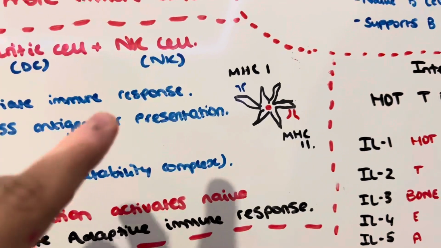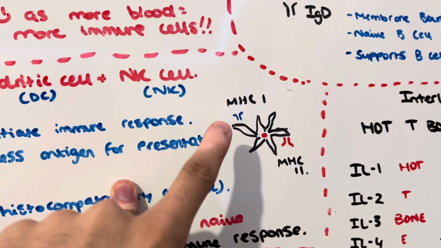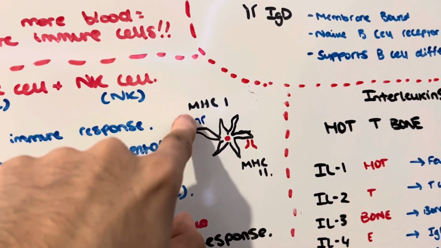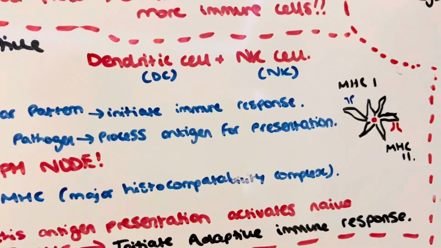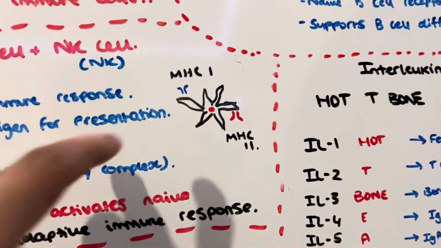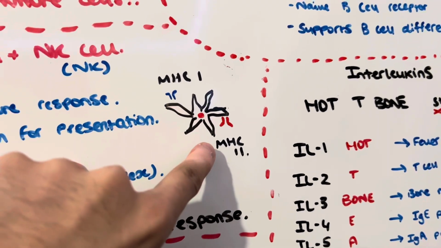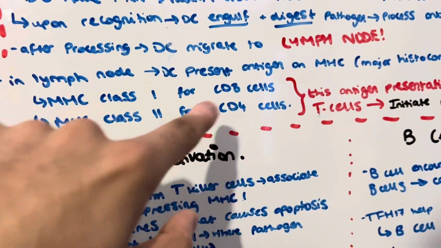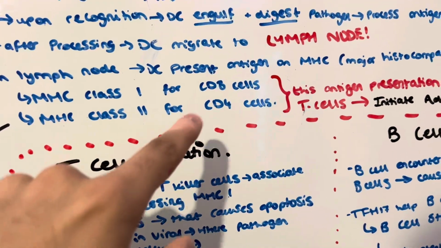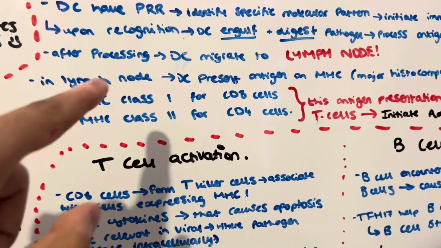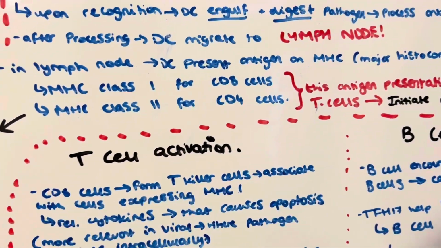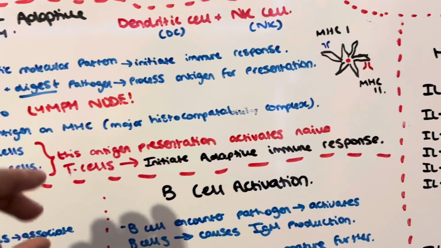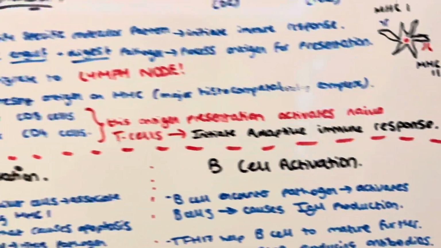Now, the place where the dendritic cells would present the processed antigens would be on the major histocompatibility complexes, so MHC1 or MHC2. It's important to note that dendritic cells have both MHC1 and MHC2. So MHC class 1 is for our CD8 cells, whereas MHC class 2 is for our CD4 cells, linking back to the rule of 8. 1 times 8 is 8, 2 times 4 is 8. And what this basically does is this antigen presentation would activate the naive T cells, thus initiating the adaptive immune response.